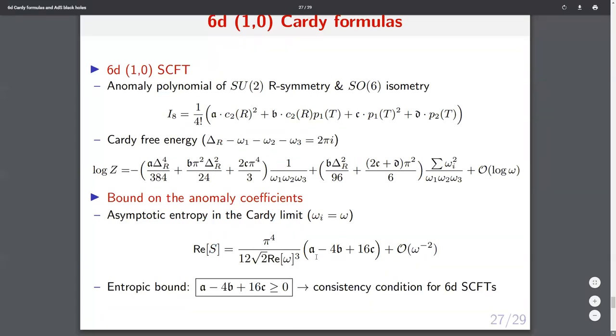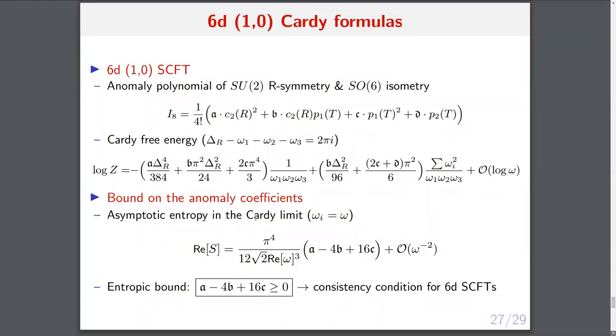It comes with some factor which is proportional to A minus 4B plus 16C times some positive number. The Cardy limit is a kind of very large charge limit in the BPS sector, and in the large charge limit, we expect a large number of degrees of freedom, which means that the real part of the entropy should be non-negative. So this asymptotic entropy in the Cardy limit imposes an entropic bound on the anomaly coefficients, which means that A minus 4B plus 16C should be non-negative.